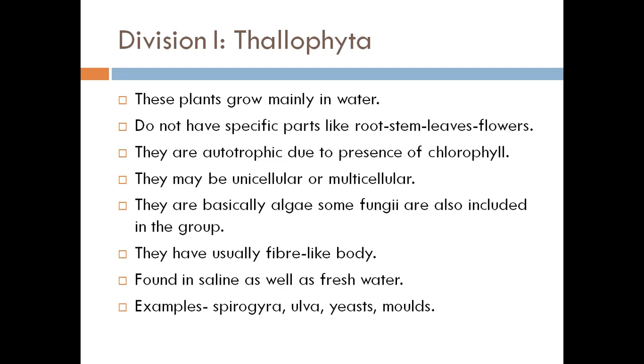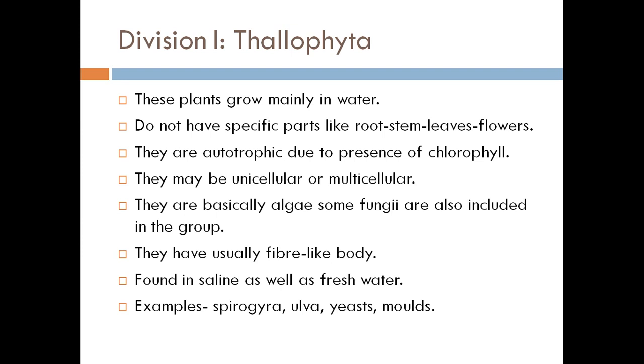They are autotrophic due to the presence of chlorophyll. Now even if these plants are present in water, they are autotrophic. Autotrophic in the sense they prepare their own food with the help of sunlight and chlorophyll. So they prepare their own food as they have chlorophyll in them. They may be unicellular or multicellular. I hope everybody knows what is unicellular. Unicellular means only one cell is present and multicellular means many cells are present.